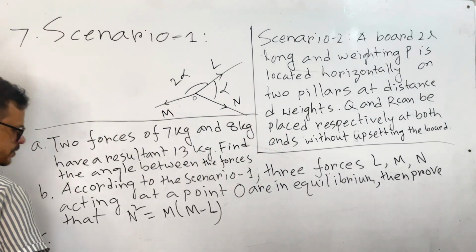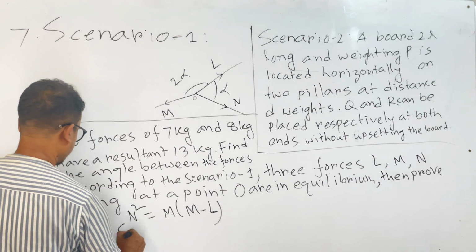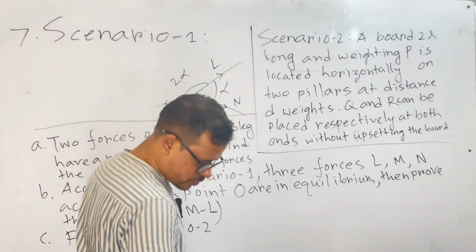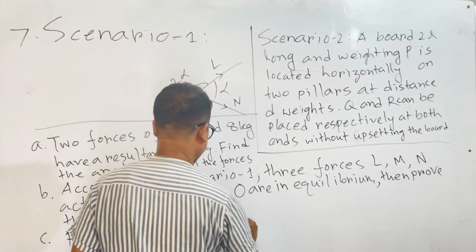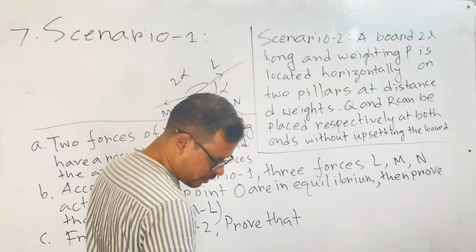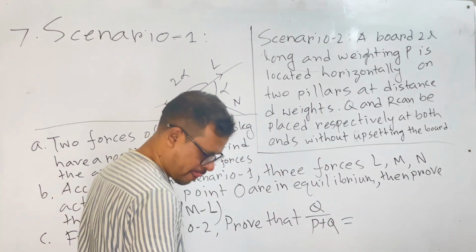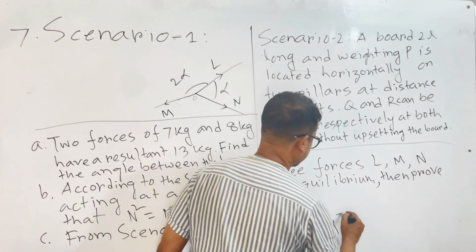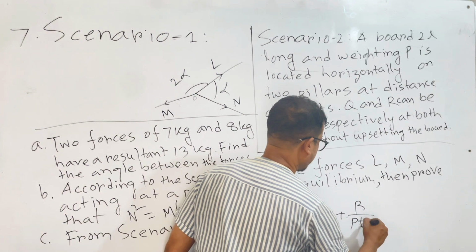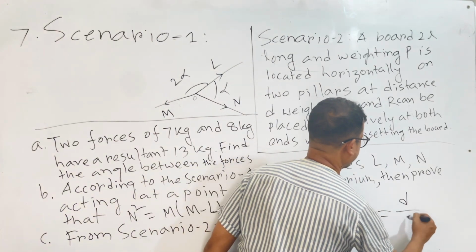And question C, what does question C say? From scenario 2, prove that Q over P plus Q, plus R over P plus R, equal to D over L.